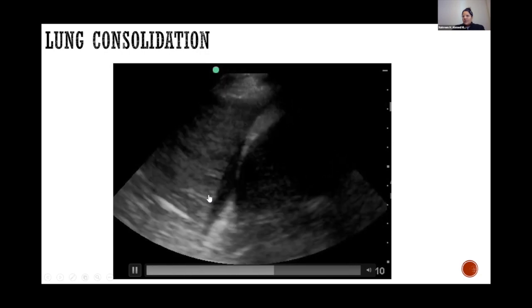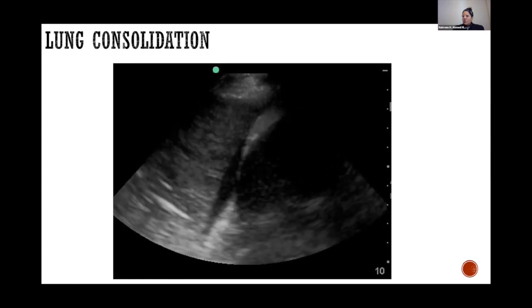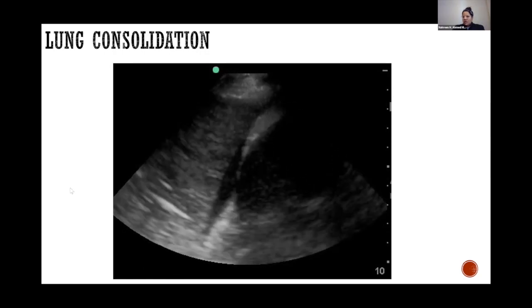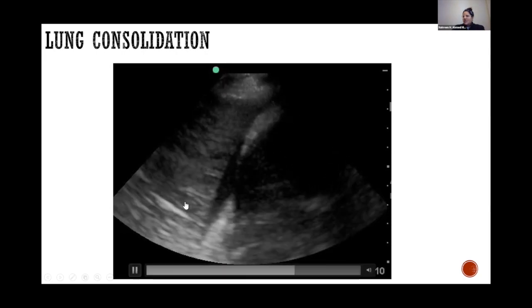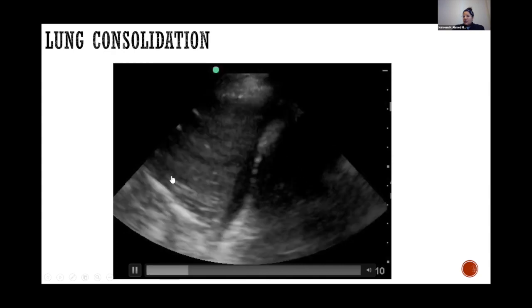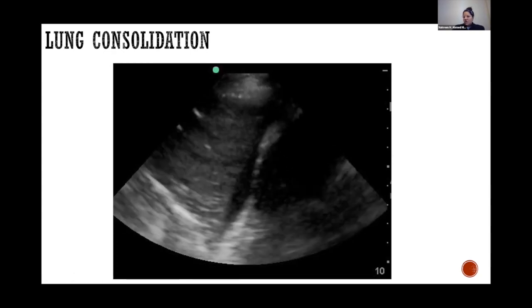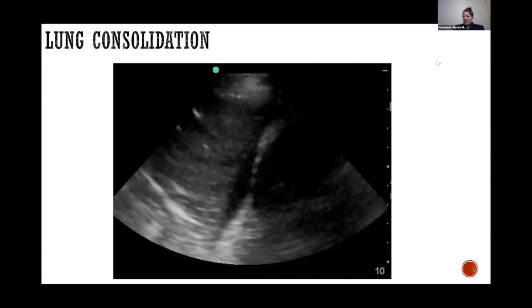And somebody asked the question about C lines. So it's actually C profile in the BLUE protocol refers to having a consolidation. So if you see something like this, that would be somebody with a C profile where you're seeing an area with consolidated lung. So it's A lines and B lines, and C is just for consolidation. C profile means that you're seeing an area of lung with consolidation.